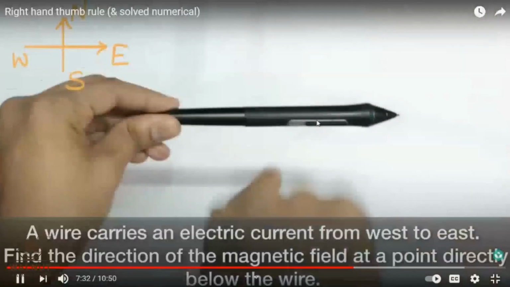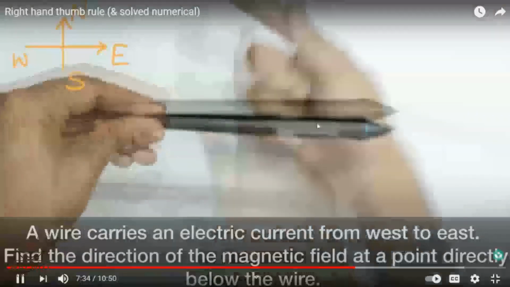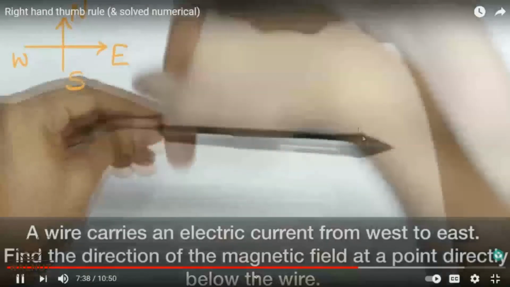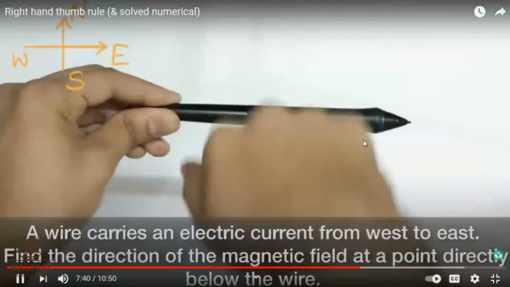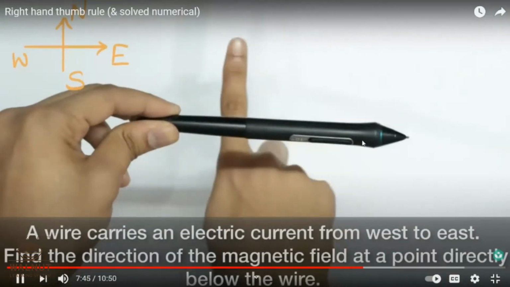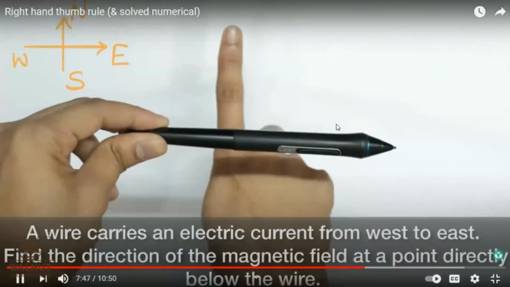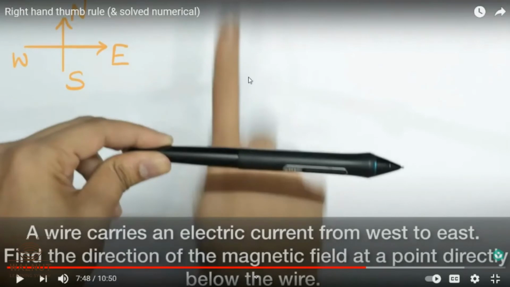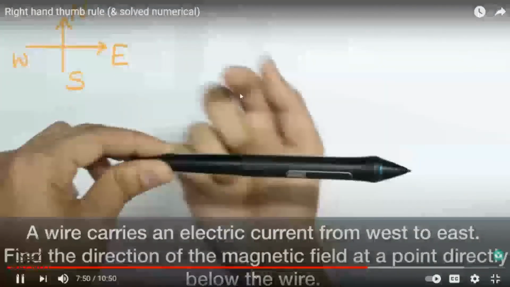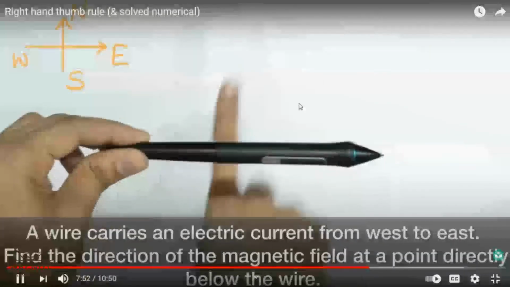I'm going to use my finger to represent that. Since I want to know the magnetic field below the wire, I'm going to stop below the wire, this way. And so below the wire, the magnetic field is to the north. This is north, as you can see from this direction chart. North, not up, south to north. This is up. This is to the north. So the answer is to the north.